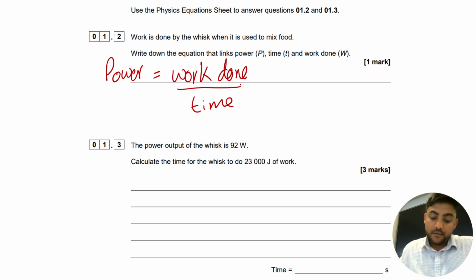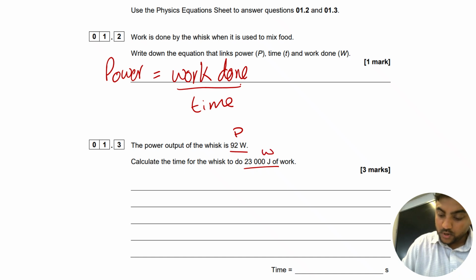The power output of the whisk is 92 watts. Calculate the time for the whisk to do 23,000 joules of work. We always start off by extracting the data from the question. In this case, we can just underline them. This is power, and this is work done.